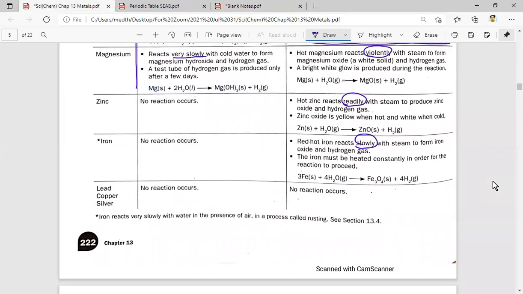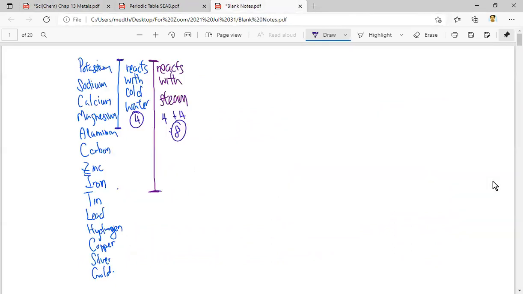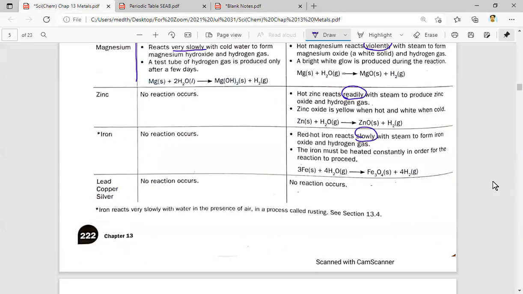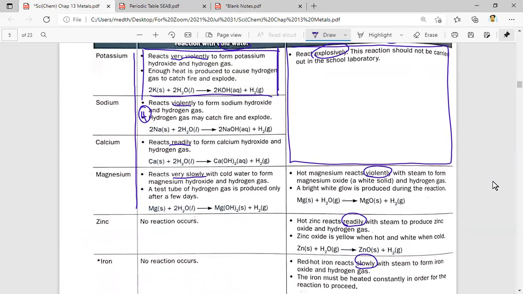And now let's go back. What you realize is that lead, copper, silver, all these have no reaction. Anything below this, so only the first 4 react with cold water, hence aluminium all the way down to gold doesn't react with cold water. These 8 react with steam. Anything from tin to gold doesn't react with steam. So that's how you go about reading this little drawing that I have made here. We have gone through reaction with cold water and reaction with steam.